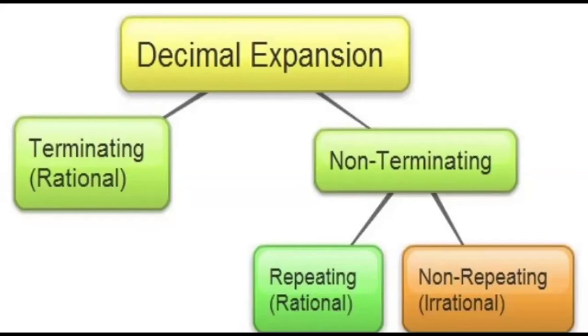Decimal expansion, you look here. Terminating is a rational number. Non-terminating and repeating is rational. Non-terminating and non-repeating is irrational. We discussed this last time. So today I'm going to give some examples like this. First I'm giving you terminating is a rational number.